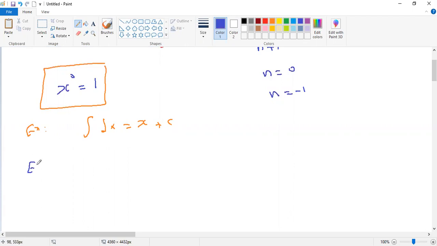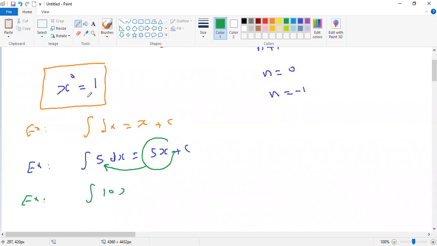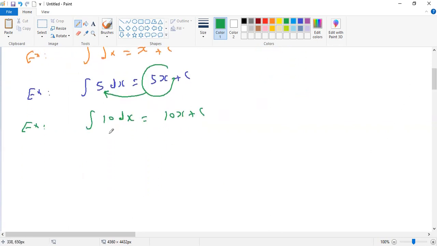Okay, another example. Let us say now k is not 1 here. Let's say k is 5, the integral of 5 dx. So there is no x, I mean x to the power 0. So it will be 5x plus c. The derivative of 5x is 5. So the answer is 5x plus c. Another example, the integral of 10 dx is again 10x plus c. The derivative of 10x is 10.